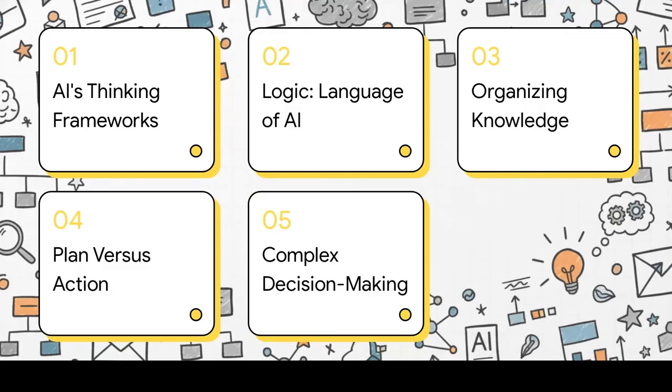So, here's our game plan. We're going to follow the lecturer's flow, starting with the 3 big frameworks for thinking. Then, we'll get into the language of AI, see how it organizes everything it knows, compare its plans to its actions, and finally, wrap up with how it makes those tough calls when things get complicated.